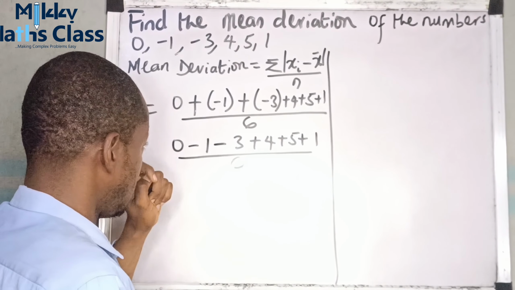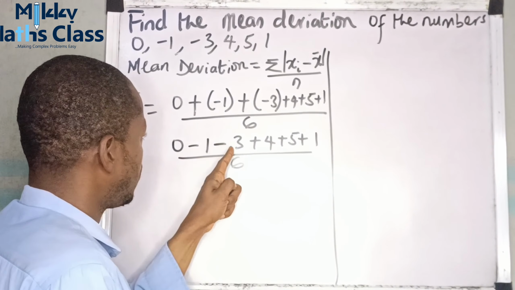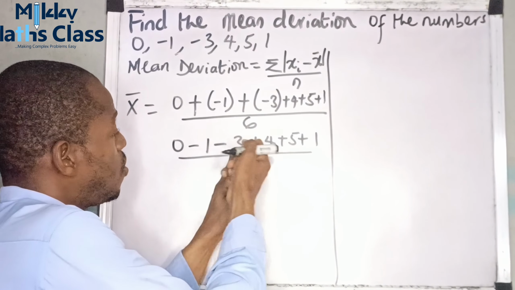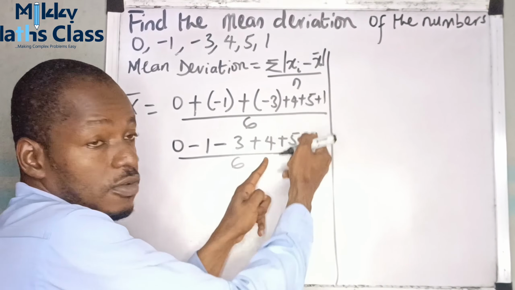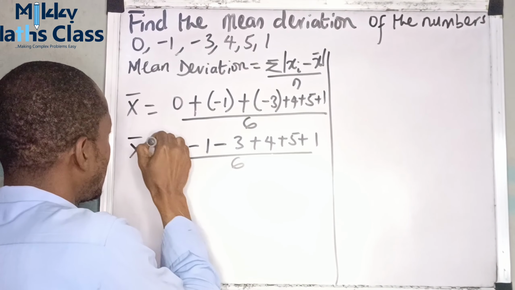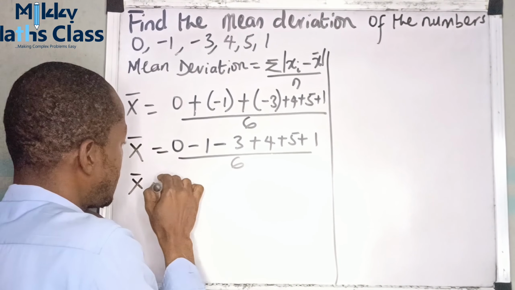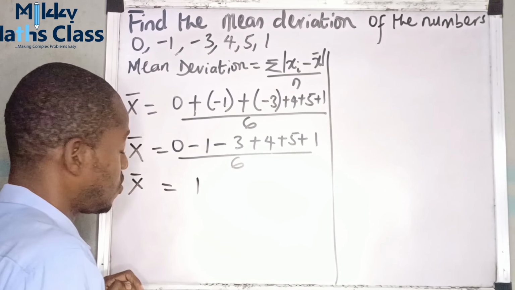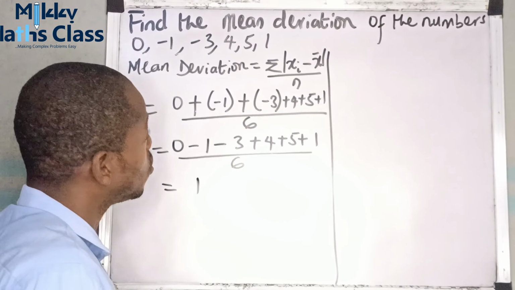So this becomes -1 minus 3, that's -4, plus 4, it goes off. 5 plus 1 is 6. That's 6 over 6. So our x bar, our mean, is 1. So the mean of this distribution is 1.